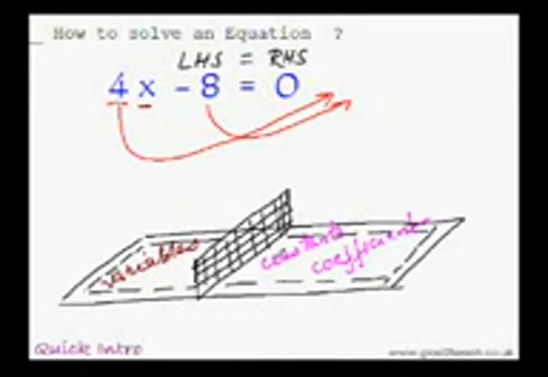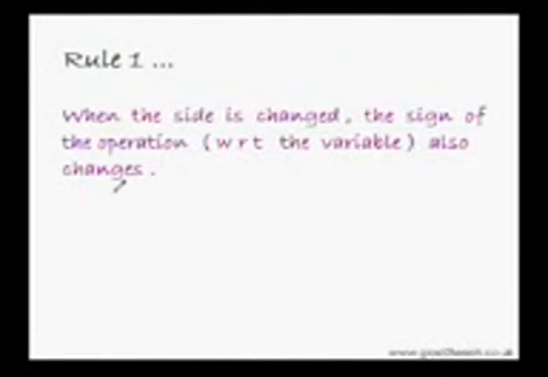So let's find out what the rules of this game, the mathematical lawn tennis, are. Rule number 1 is, when the side is changed, the sign of the operation with respect to the variable also changes. Basically it becomes the opposite of what it was. Let's say it is plus on this side, then when it goes to the other side it will become minus. If it's minus it will become plus. See, it becomes the opposite of what it was.